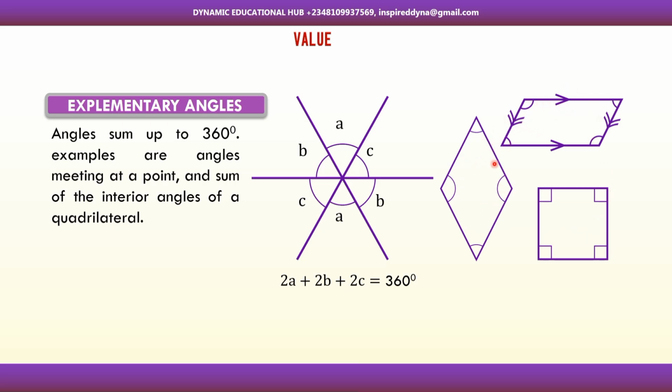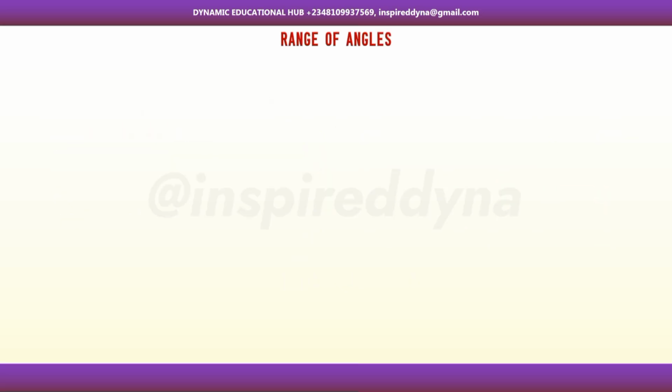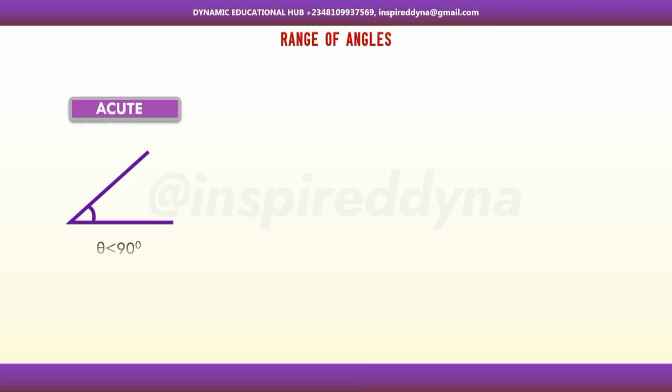Now this one is a rhombus, this one is a parallelogram, this one is a square. So all the interior angles, when you add them together, you will get 360 degrees. Let's start with ranges of angles. When you classify angles according to range, you have the acute angle. So for an acute angle, you can see two lines here intersecting each other and an angle is formed here. An acute angle is an angle that is less than 90 degrees.